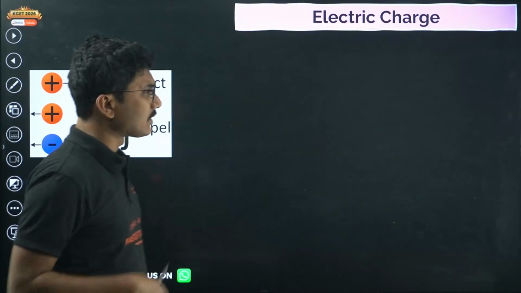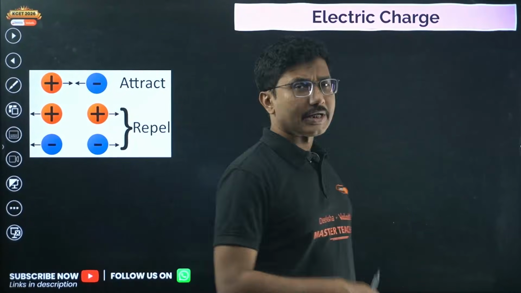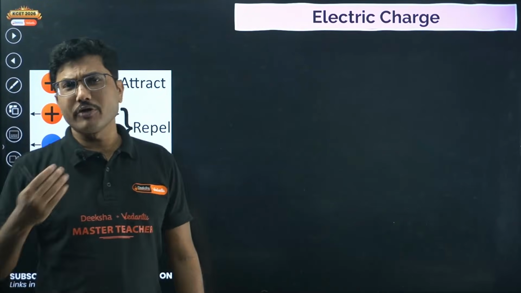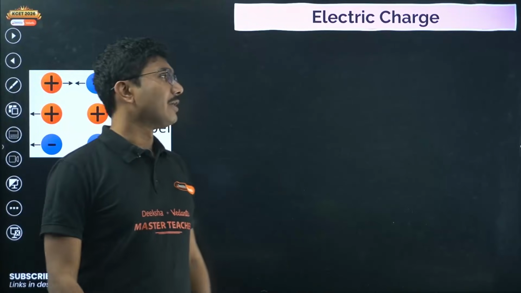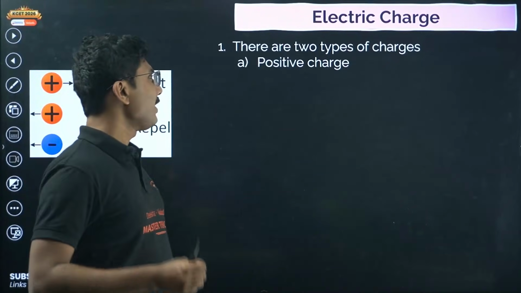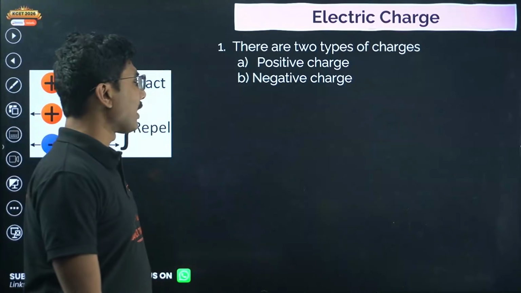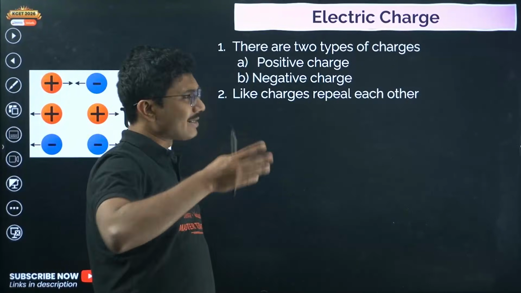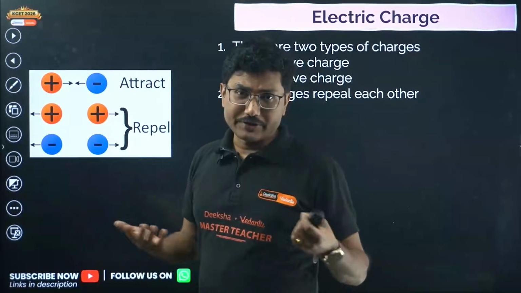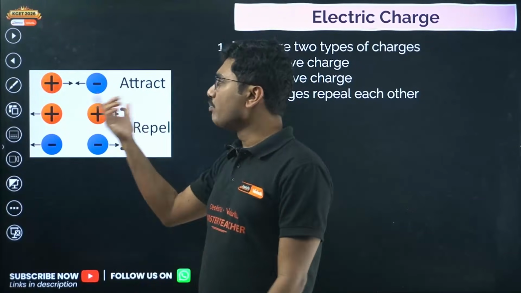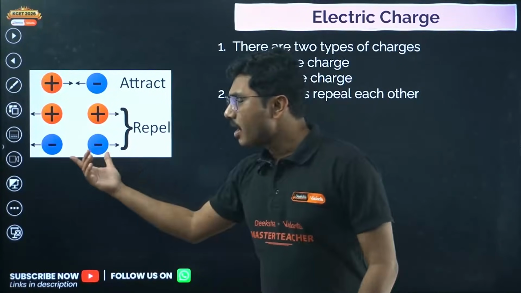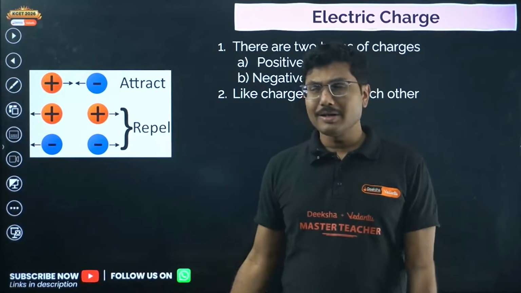So first we will start with electric charge. The basics of the electric charge I hope you have studied in your lower classes, and many of you have already forgotten that. So let's refresh that memory. So there are two types of charges. You already know, positive and negative, right? What about these two charges? Like charges repel each other. What is the meaning of like charges? Like charges means if the charges are same, right? So if both the charges, say positive positive, are called like charges, and negative negative are also called like charges.